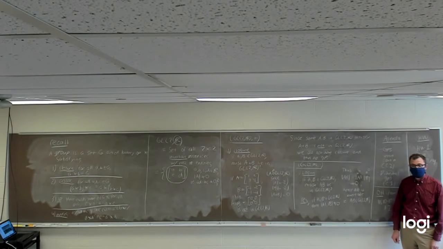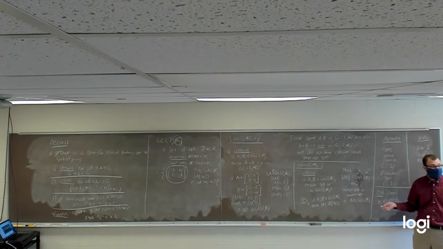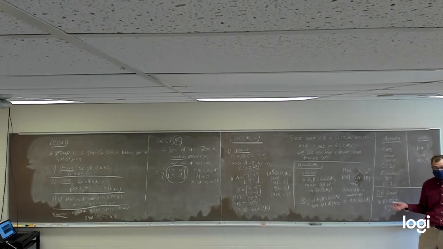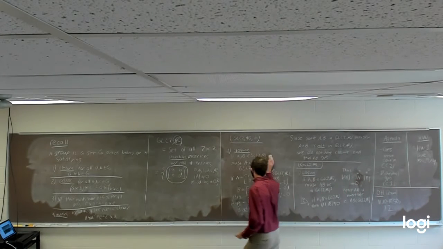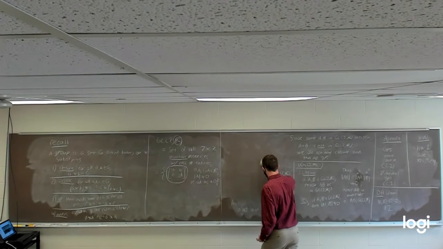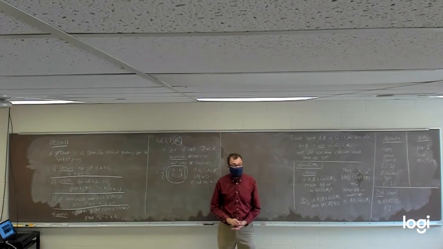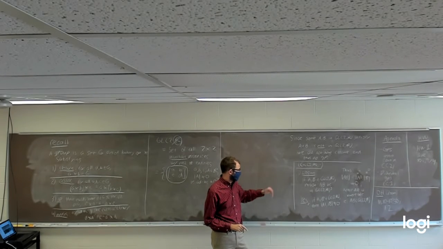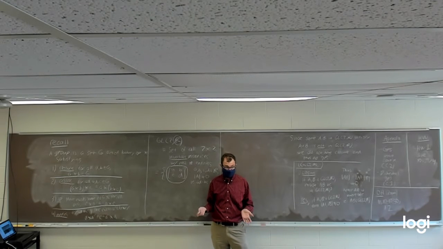I don't feel like proving right now that this fact right here, are we all okay with just assuming that the determinant of the product is the product of the determinants? Okay. So we have closure of matrix multiplication of GL2R under multiplication.